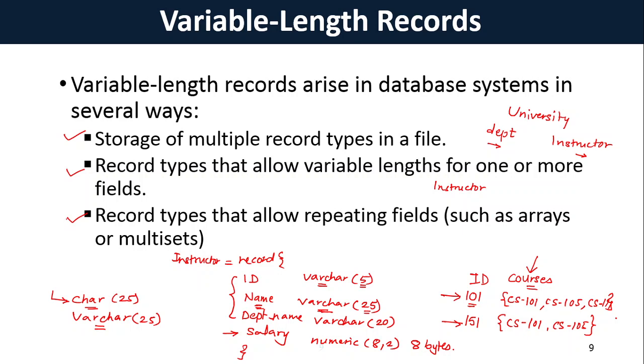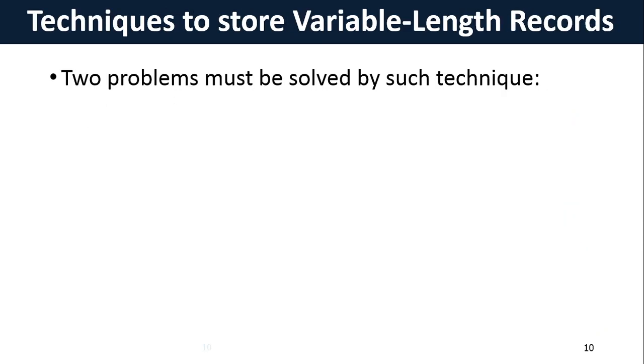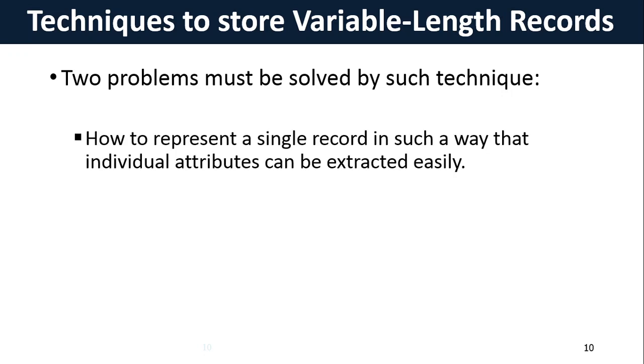So let's see now what are the techniques to store variable length records. But while discussing techniques to store variable length records, we need to consider two important issues. Those need to be addressed by these techniques. So the first issue is regarding efficient extraction of individual attribute of the record.